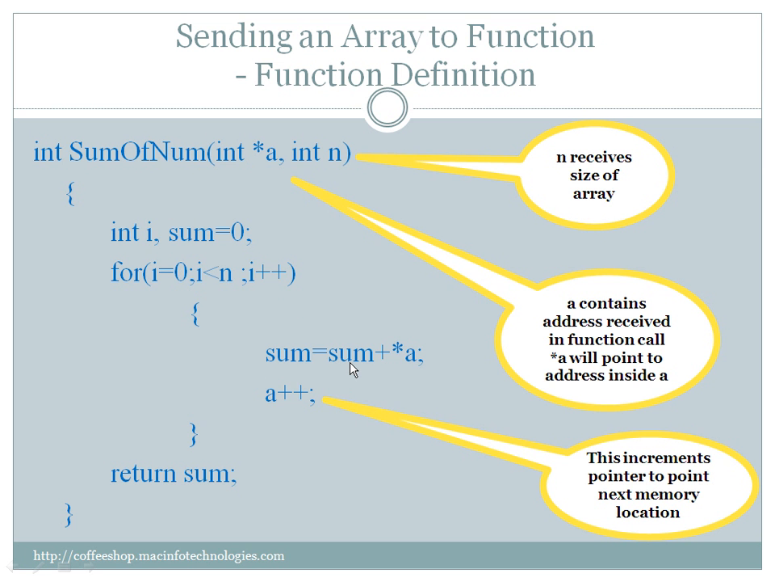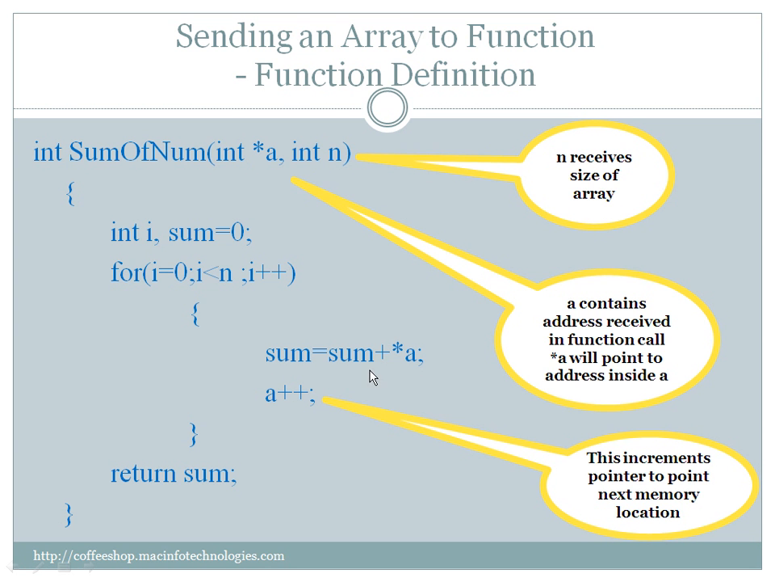So here sum is equal to 0, sum plus star a, you know this logic, will add the value at the first location. Initially star a will be pointing to the first memory location of the array, a of 0. That value will be added to sum and saved again in sum. After that, when I say a plus plus, a will not increment by 1. It will increment the pointer to point to the next memory location.